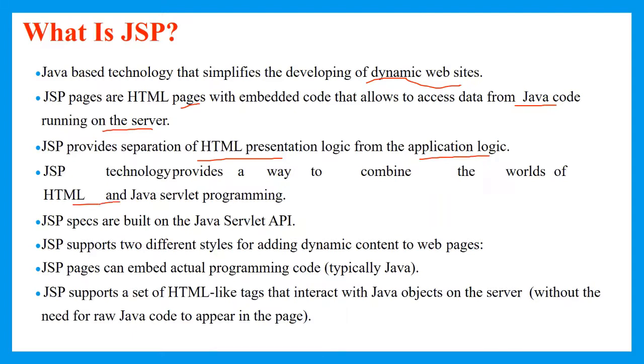JSP specifications are built on the Java Servlet API. JSP supports two different styles for adding dynamic content to the web page. The JSP pages are embedded with actual programming code, which is typically Java. JSP supports a set of HTML-like tags that interact with Java objects on the server without the need for raw Java code to appear in the page. In simple terms, I can say that JSP is a combination of HTML tags along with Servlet APIs to build any web application.